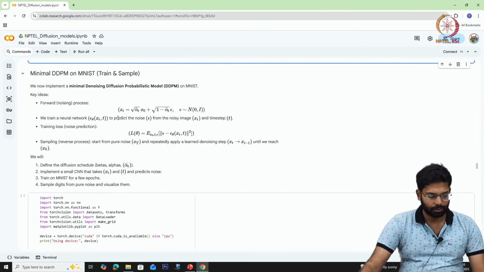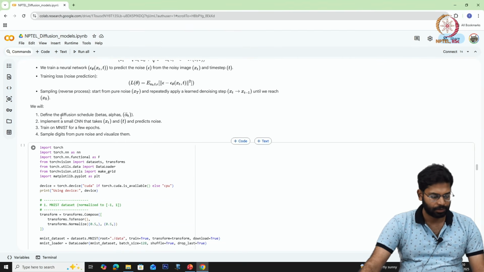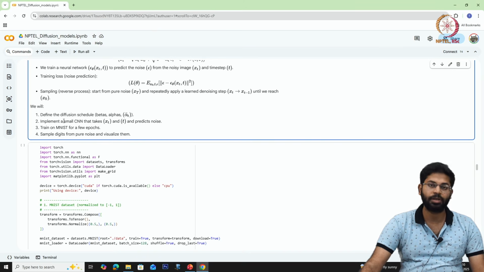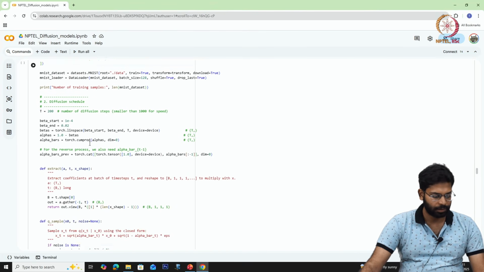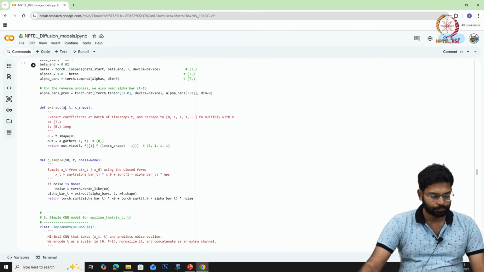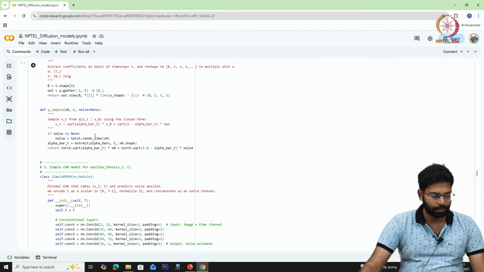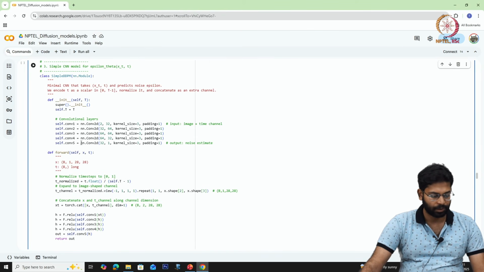Now you need to define the reverse process, use this MSE loss and train the network which can estimate the noise from xt and t. So we will be using a small CNN that takes xt and t as input and predicts the noise. Similarly, we define all the parameters, datasets. Here are a couple of utility functions to sample the reverse steps, and then we define the simple DDPM using a CNN model.